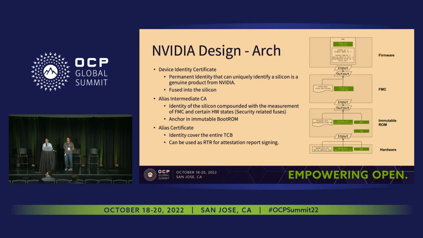So in this picture, the hardware carries the device identity key and the certificate. Immutable ROM uses that to issue a certificate to the FMC. FMC does the same for the firmware. Firmware in this case is also the root of trust for reporting. We are imagining a single CPU scenario, and as such there isn't a separate device, let's say like Caliptra, which is doing reporting separately.